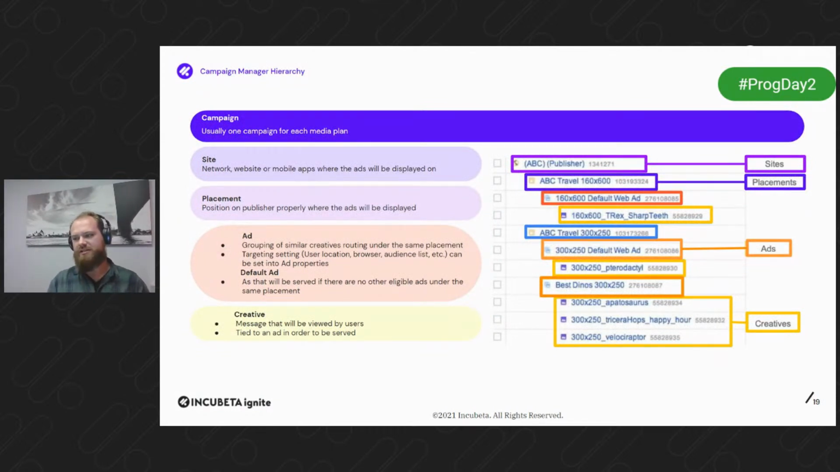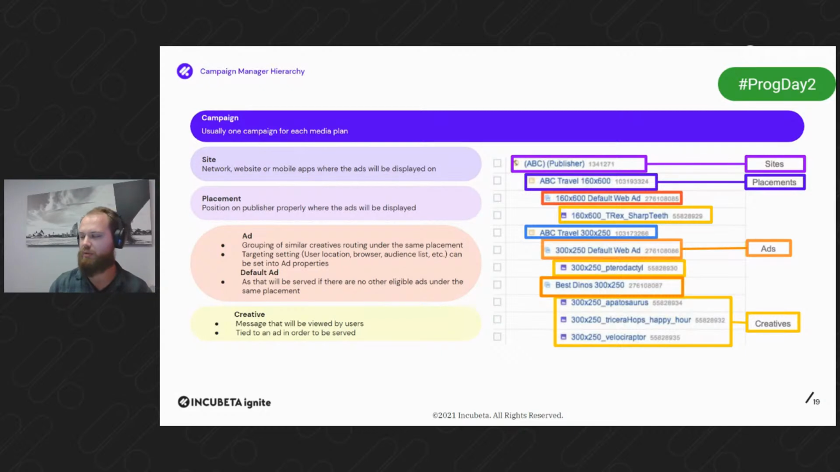Okay, so how does this actually play out in a practical situation? We can see here on the left, we've kept our names that we've just spoken about: our campaign, our site, our placement, our ad, and our creative. And then on the right, we have a screenshot of an existing trafficking setup and what it really does look like.